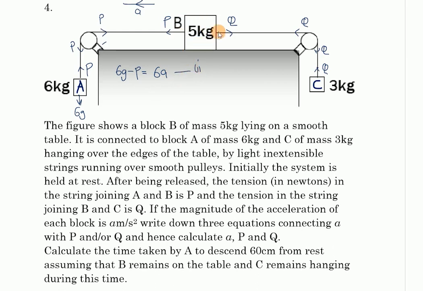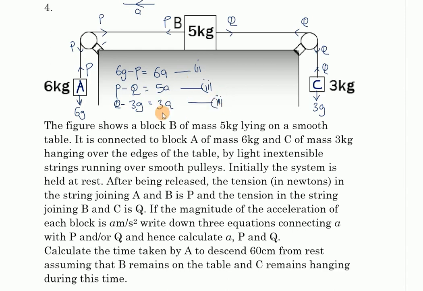Then we look at this point, I shall have that P minus Q is equal to 5A. Call that equation number 2. Then when I look at this one, it is moving upwards. Actually, there is a weight down here, 3G. So for this, I have Q upwards minus 3G. Q minus 3G is equal to 3A. That one is equation number 3.